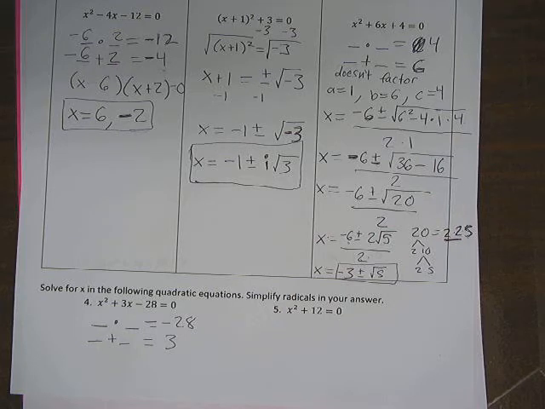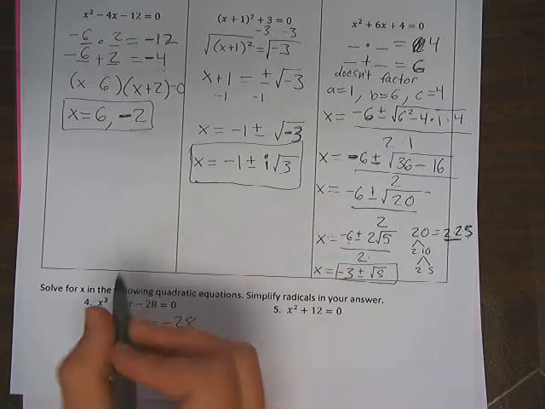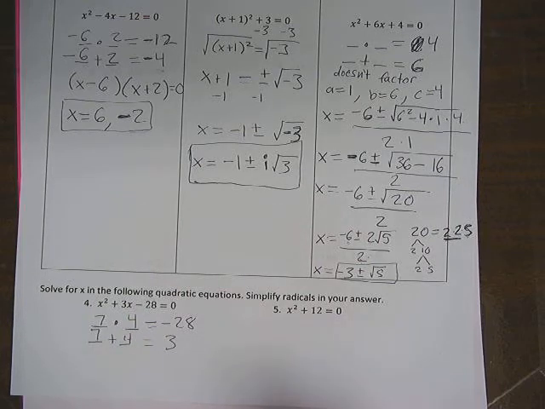Okay, so let's think about numbers that go into negative 28, right? What numbers would go into negative 28? Well, there's like 2 and 14. Those aren't 3 apart, so that won't really help us. What else goes into 28? There's like 4 and 7. Notice those ones are 3 apart. And if we add them, we don't quite get what we want. But if we were to subtract them, we would get a 3. So let's try 7 and 4 here.